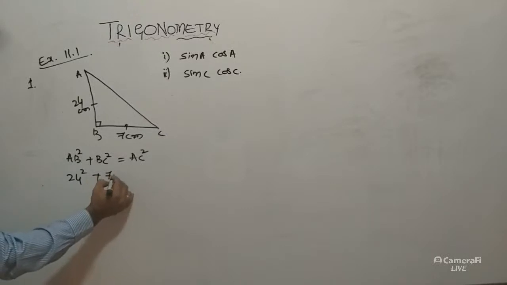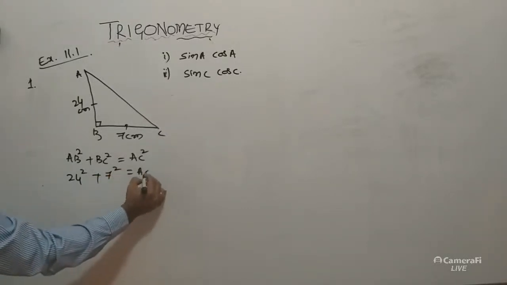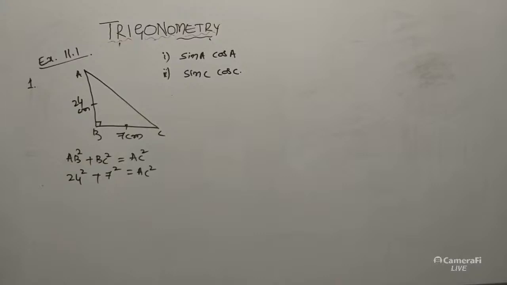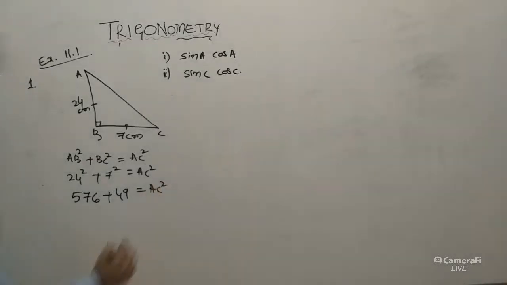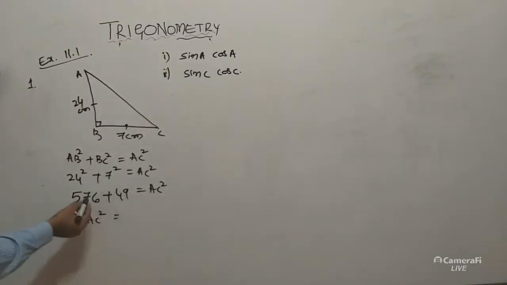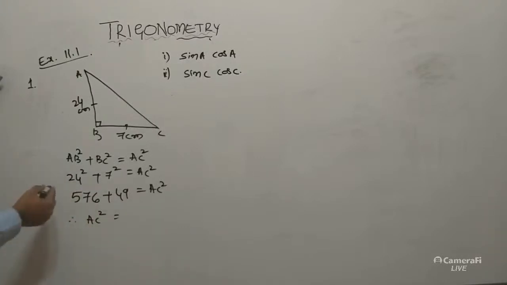The AB value is given as 24 square plus the BC value 7 square, which is equal to AC square, because we need to calculate the value of AC. 24 square, I think, is 576, plus 7 square is 49, is equal to AC square. Therefore AC square is equal to 576 plus 49. Very clear, it shows 625, because 9 plus 6 is 15, carry 1, 8 plus 7 plus 4 is 11, 12, again carry 1, 5 plus 1 is 6.